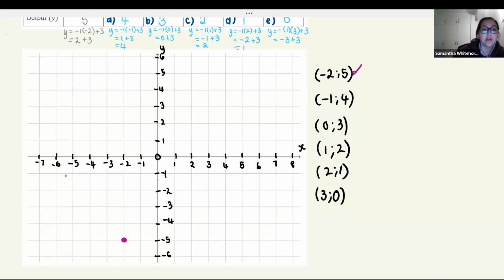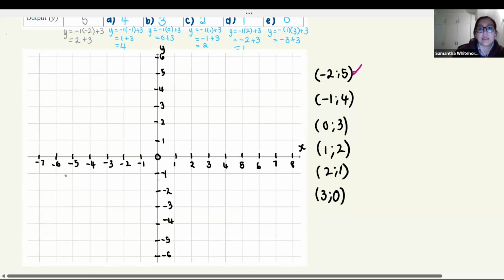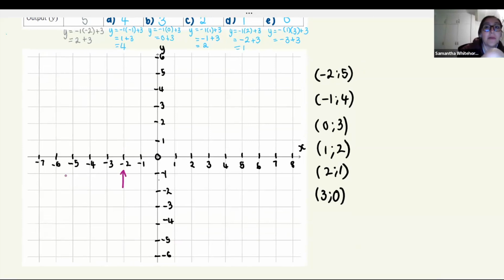Second point, I'm going to plot -1, 4. That's also not my point. I'm going crazy. Clearly my laptop's not the only one that's tired. Let's try that again. -2 on the x, +5 on the y. So my point is actually up here. Right, there we go. Next one, -1, 4. Where they meet, plot my point.